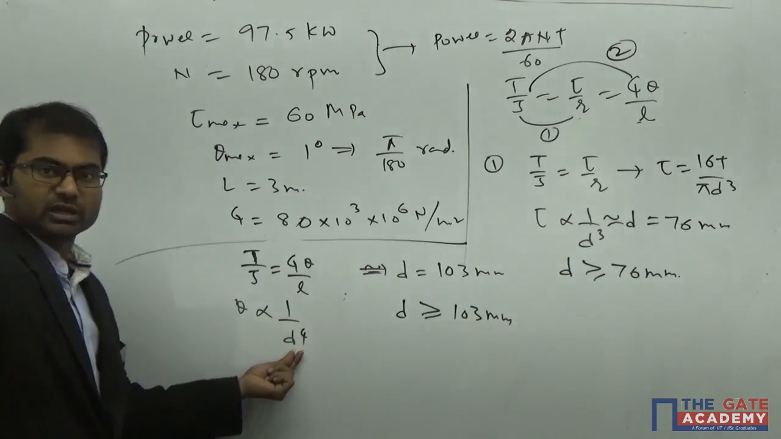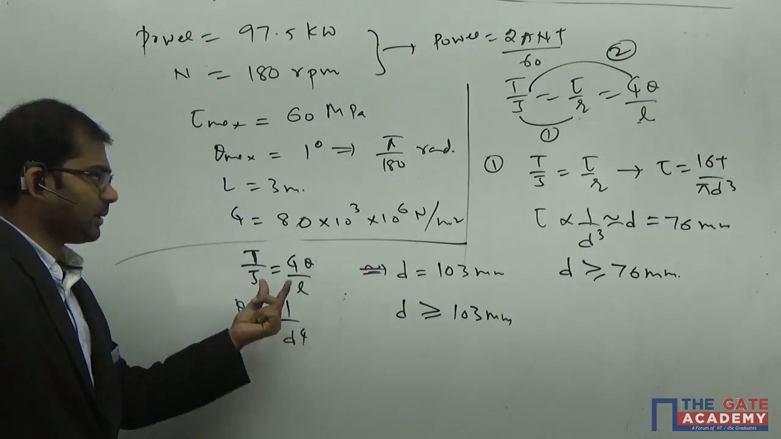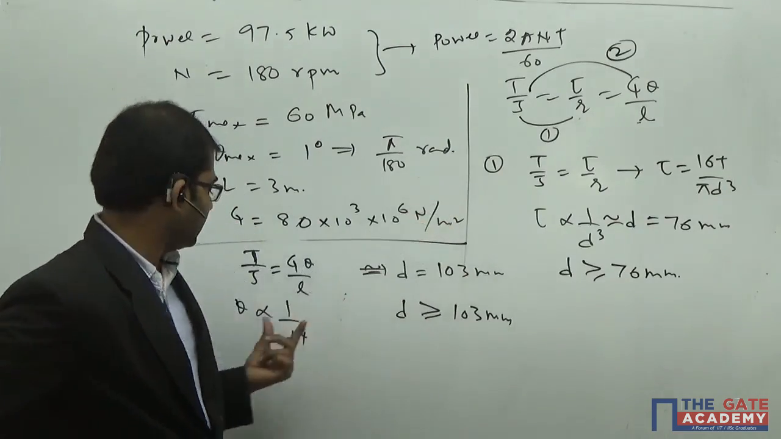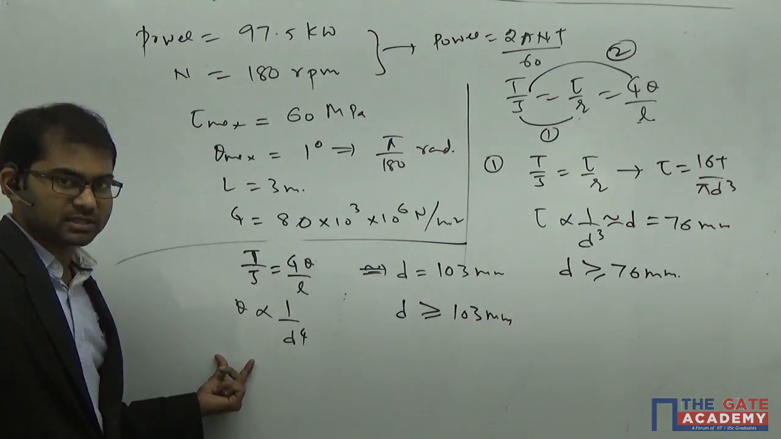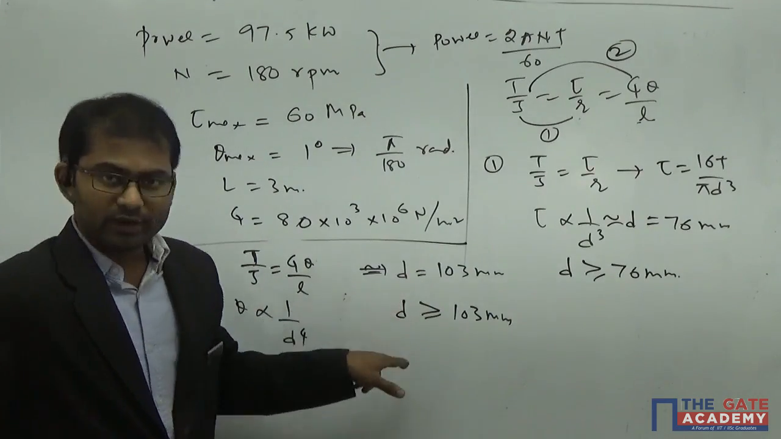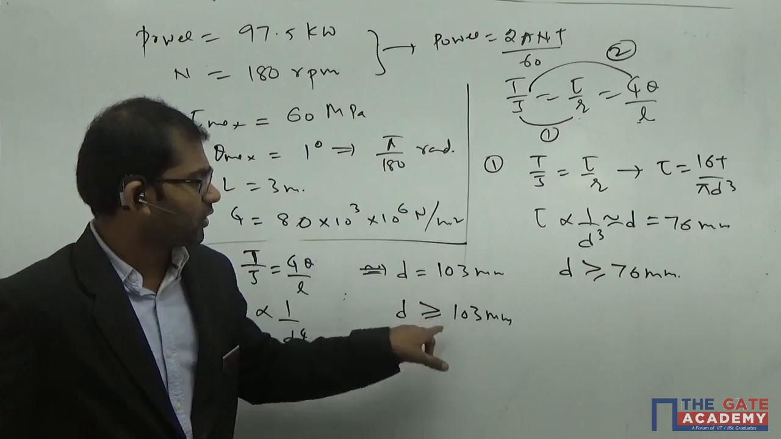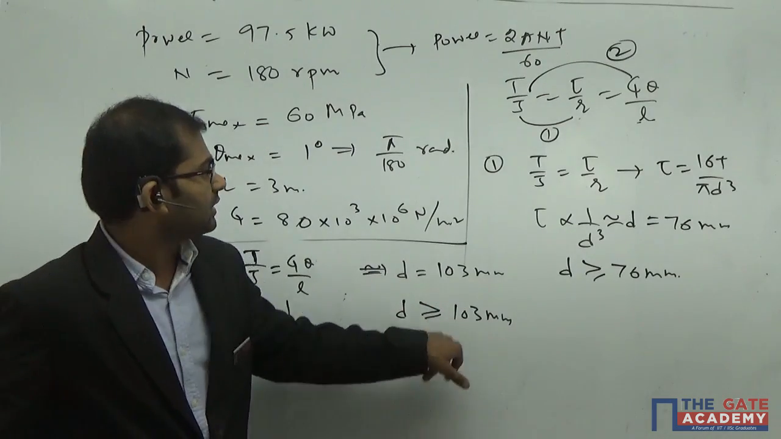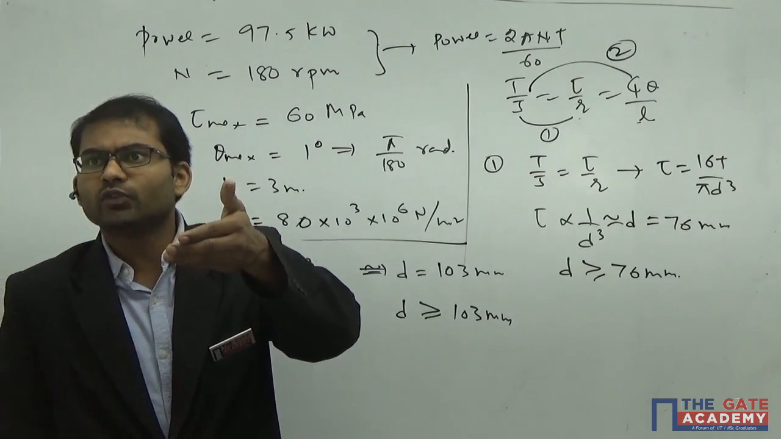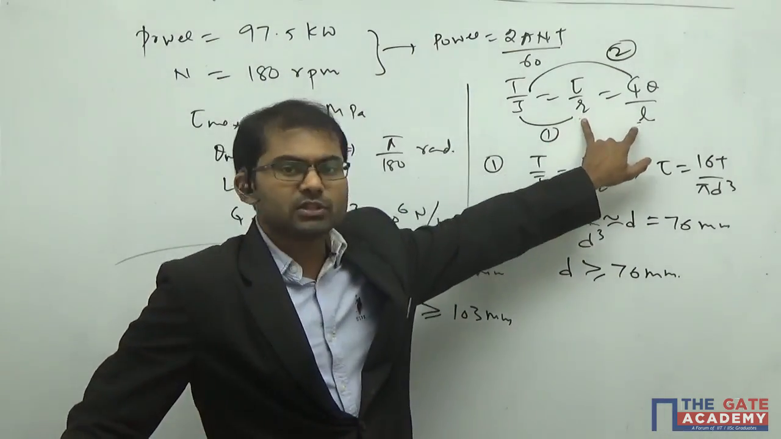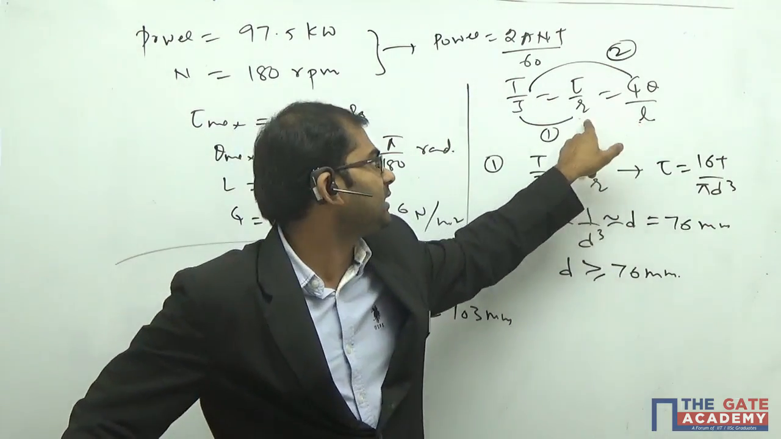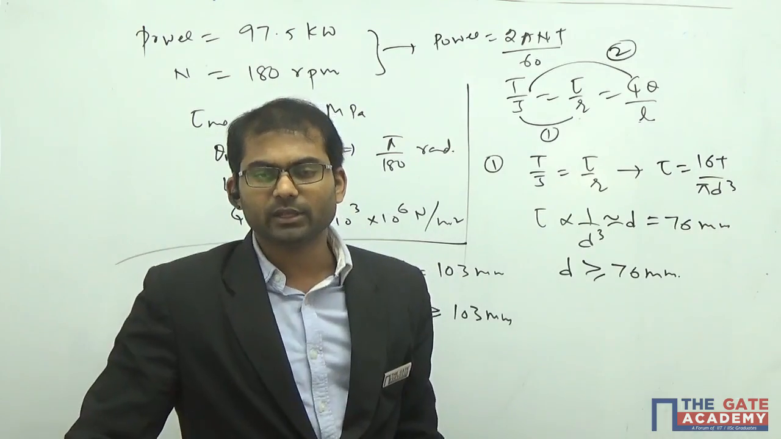Understand? If you increase the diameter beyond 103, theta will decrease, and theta decreasing means safer values. If you decrease the diameter, theta will increase. So the only thing is you can increase the diameter above 103 mm. Some people got the answer as 257, and other values between these two. That's actually a big mistake, because these two are independent things. You should not be taking this formula to get the value of diameter.